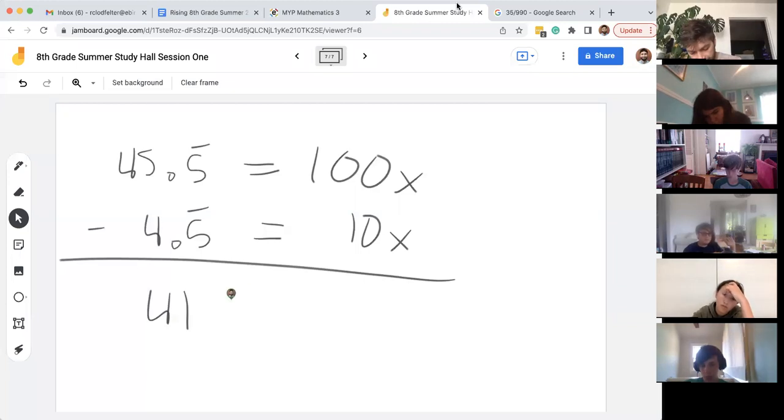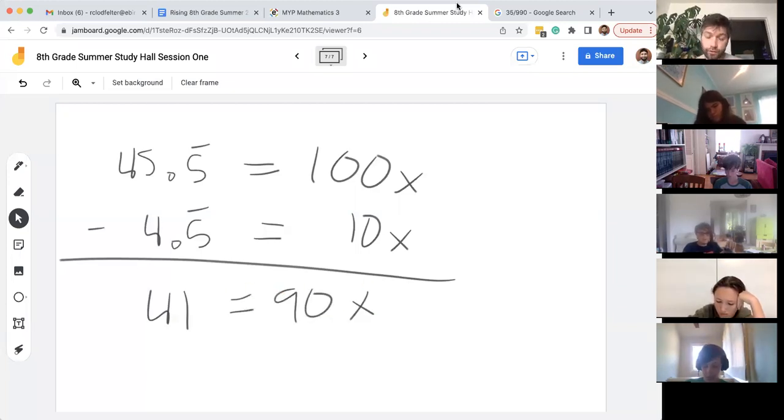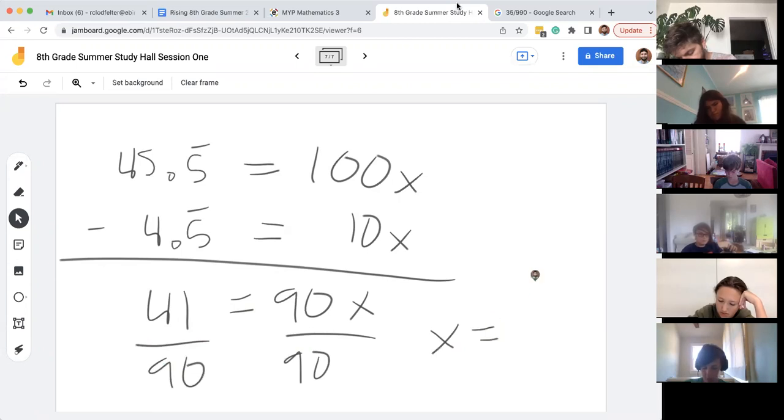And then 100x minus 10x equals 90x. So to figure out what x equals, I'm just going to divide by 90. And sure enough, x equals 41/90.